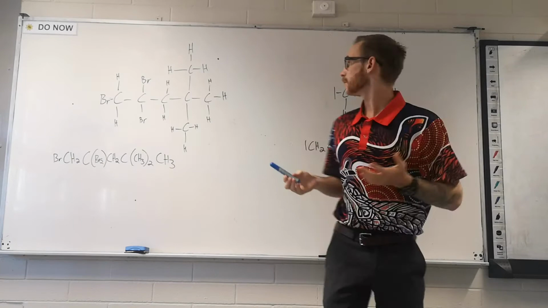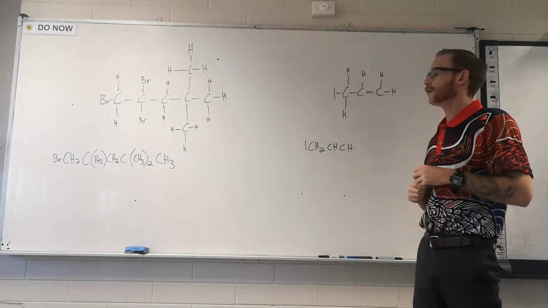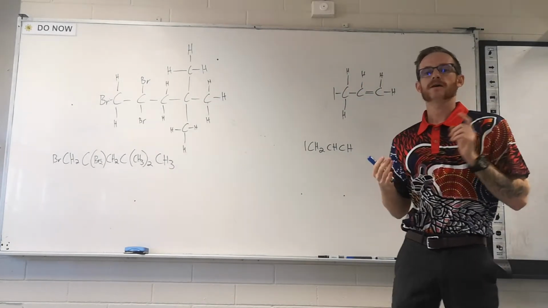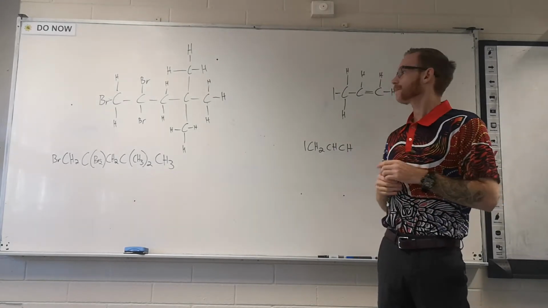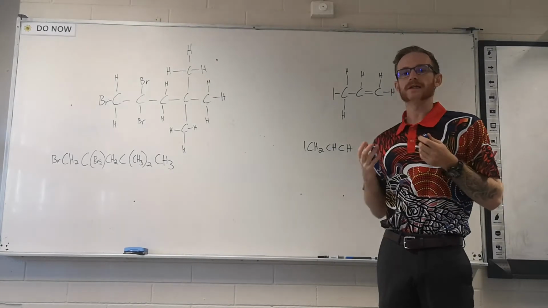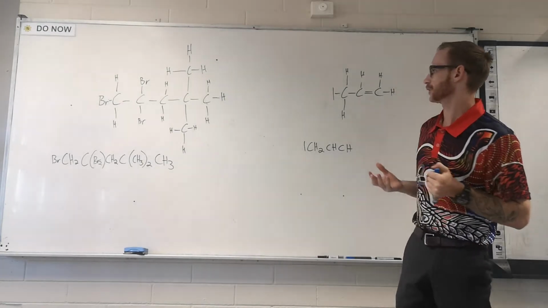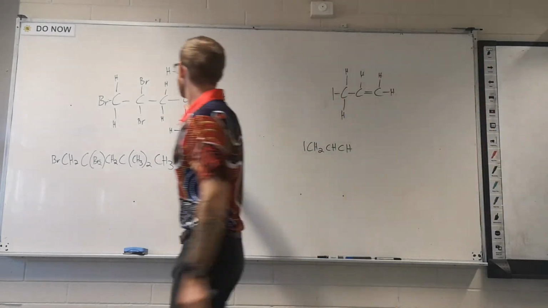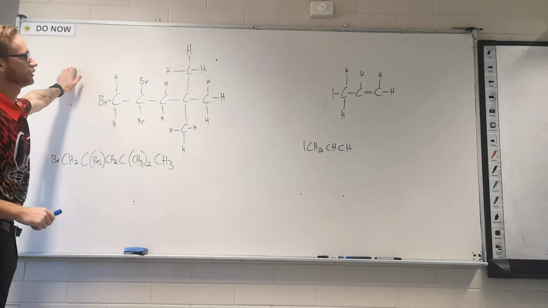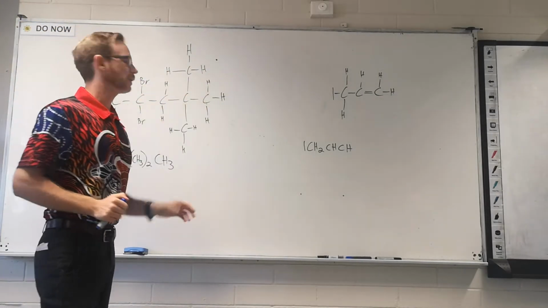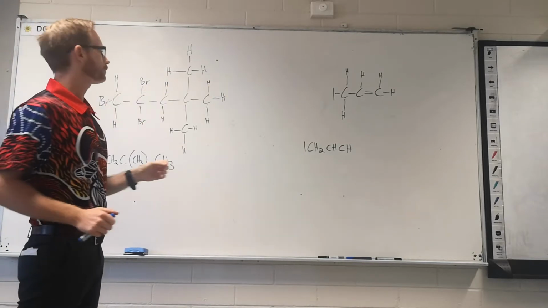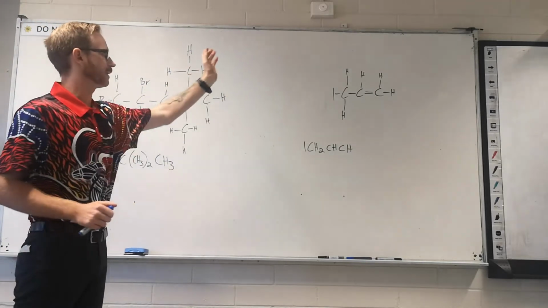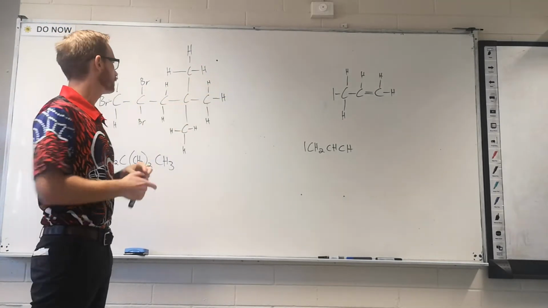Guys, I'm going to do a quick video today on naming alkanes and alkenes, or different organic compounds, and how to draw them in their skeletal structure. What I've got here is an alkane on this side and an alkene on this side. You can tell from the single bonds on this one and the double bond on that one that this is an alkane, and this is an alkene.